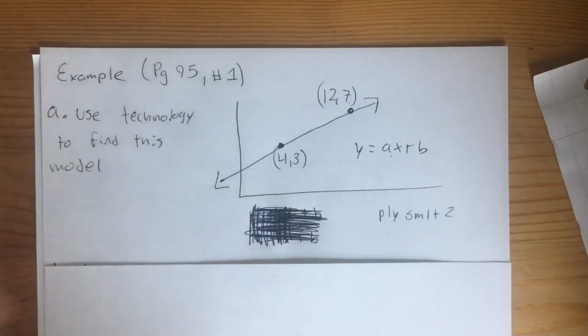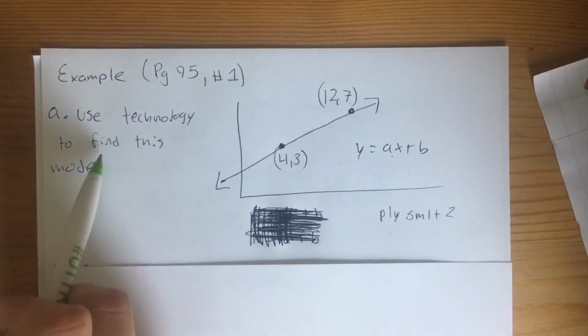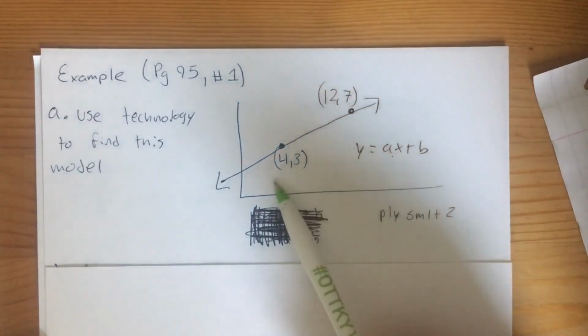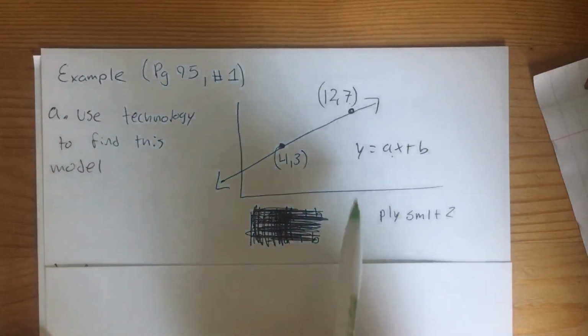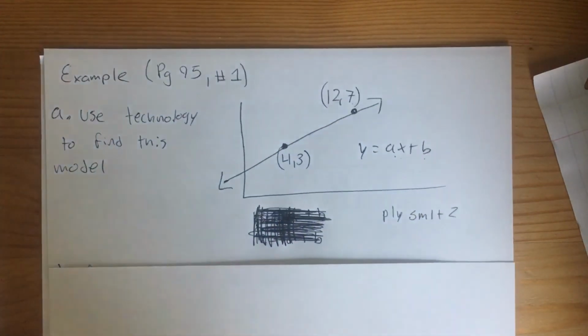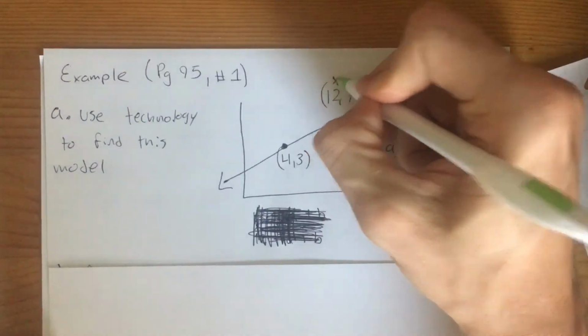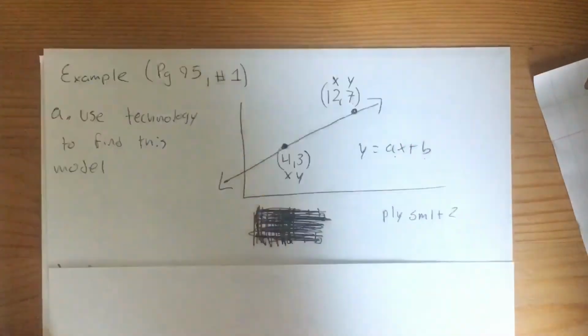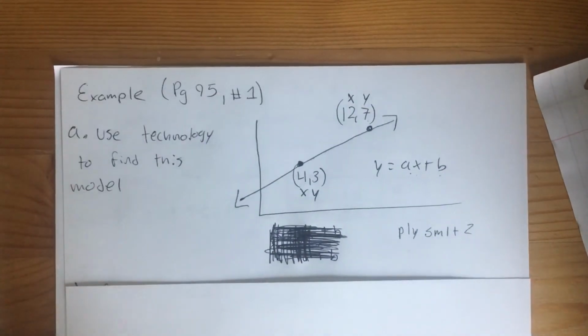So we want to use technology to find a model for this line right here. Now, it's in the form of y equals ax plus b. So the first thing that we've got to do is write that equation. Again, these are x and y coordinates. So the two equations that we're going to write are substituting x and y into here.